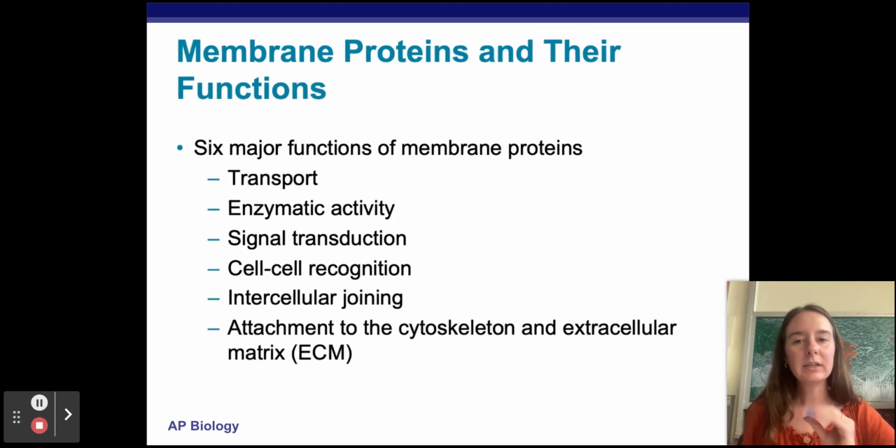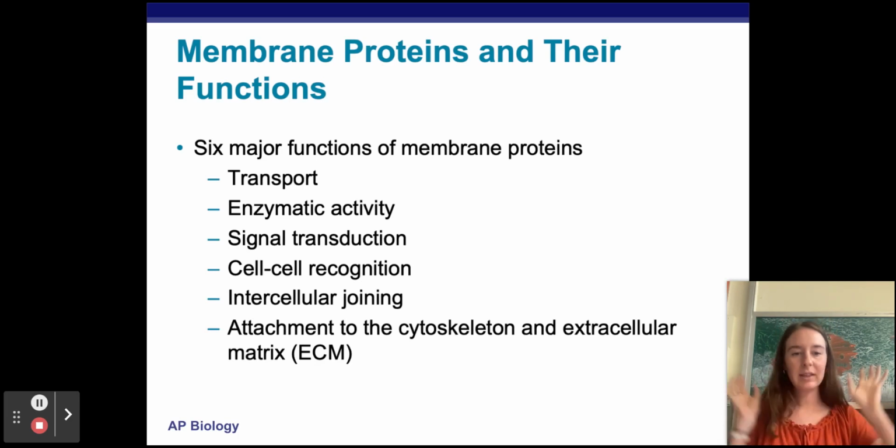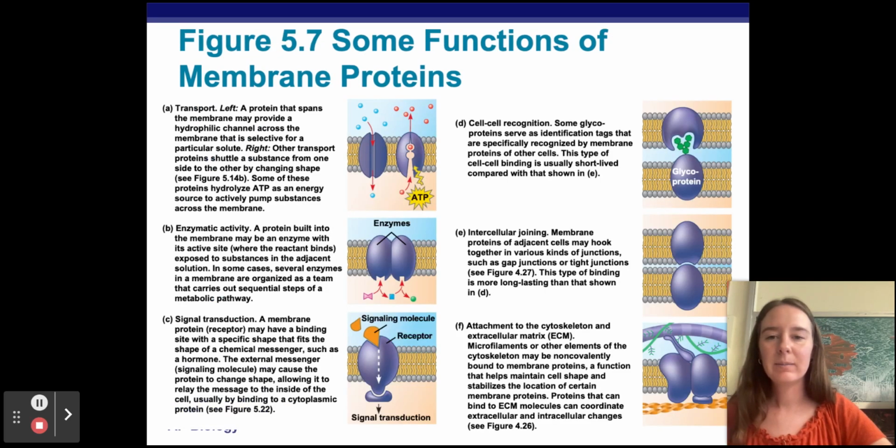All right, now there are 6 major functions of membrane proteins, and we're going to talk through each of these very briefly. And we're going to be talking a lot more about the functions of these proteins. So the purpose of this is just to give you an overview. It's not super important that you remember every single detail of this right now, because as we go throughout the rest of this entire year, we're going to be coming back to a lot of this. But the first, and I'm going to go through this quickly, we have our transport proteins.